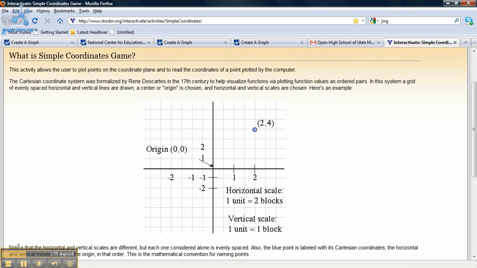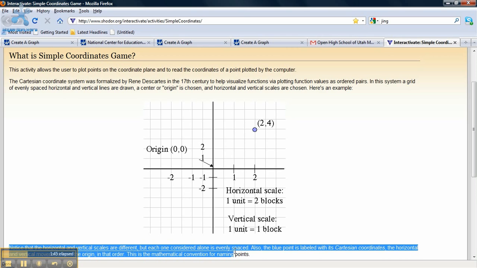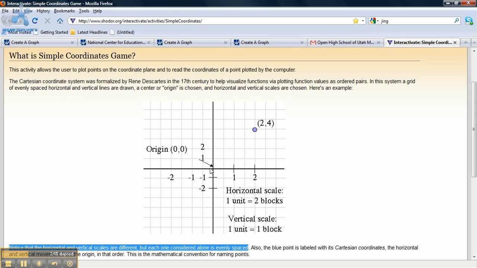I want to point out that the horizontal and the vertical scales are different, but each one considered alone is evenly spaced. So if you noticed, when we went over 1 unit on this horizontal scale, 1 unit is equal to 2 blocks. Whereas when we're going up 1 unit on the vertical scale, or the y-axis, we are only going up 1 block. So 1 unit is 1 block. You can take your graph paper and evenly space out your values on the x-axis and on the y-axis so that it accommodates the data that you want to plot.